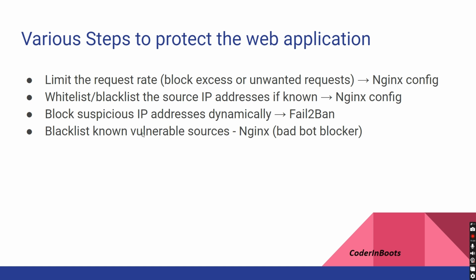Then the last option is to blacklist known vulnerable sources. There is a project called NGINX bad bot blocker, available in GitHub. They keep updating a lot of vulnerable source IP addresses and also a lot of vulnerable headers. They have all these things in a dictionary, and it is used as a plugin in NGINX, so NGINX will block if any of these known things are identified. But the problem with this is that it is a static list.